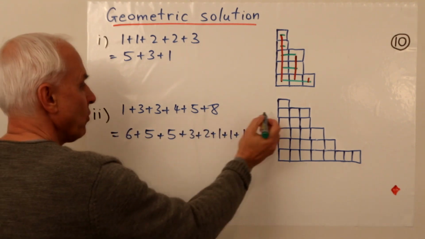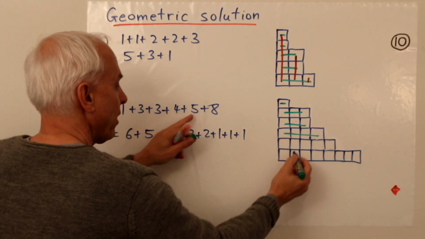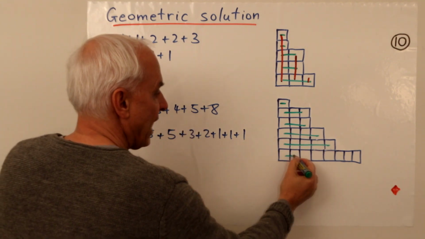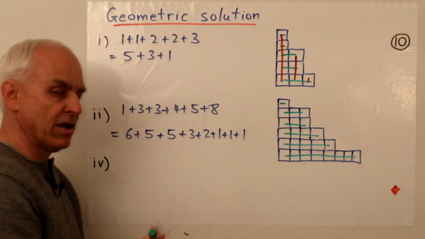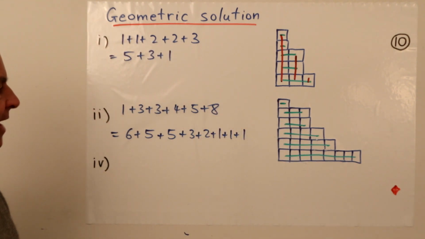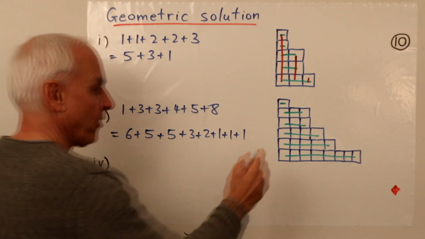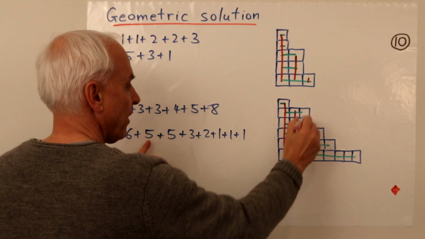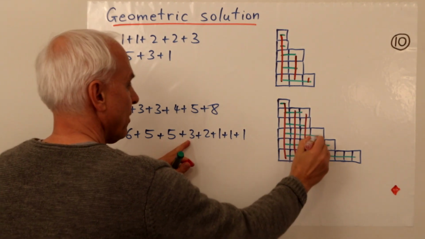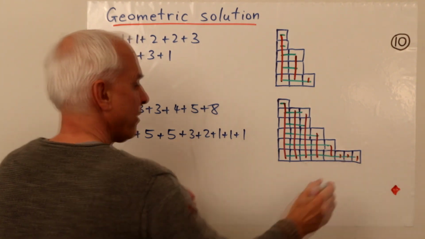The left-hand side, 1 plus 3 plus 3 plus 4 plus 5 plus 8. We're aligning all of these numbers so that they're sort of left justified. And then when we look at the corresponding columns, well, the biggest one comes first. So there's a 6, and then there's a 5, and there's another 5, and then there's a 3, a 2, a 1, a 1, and a 1.